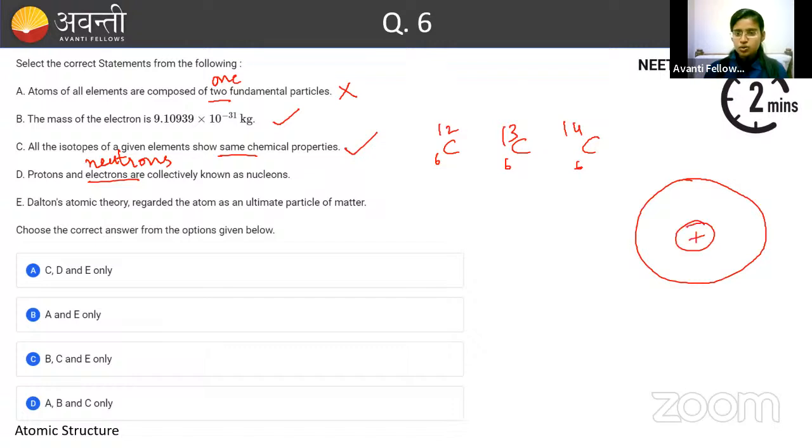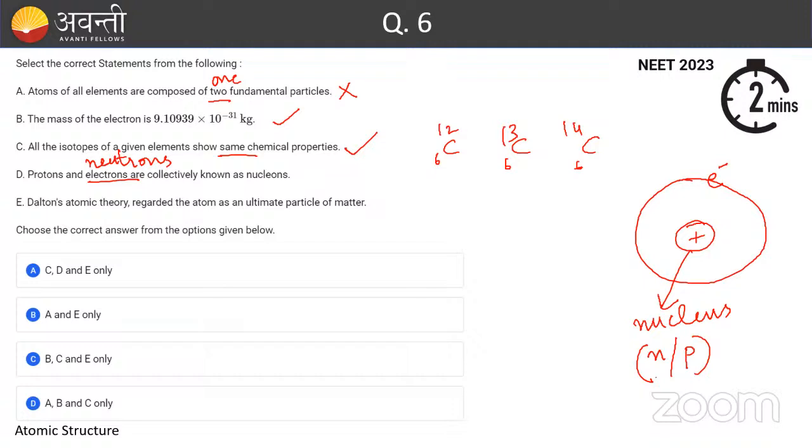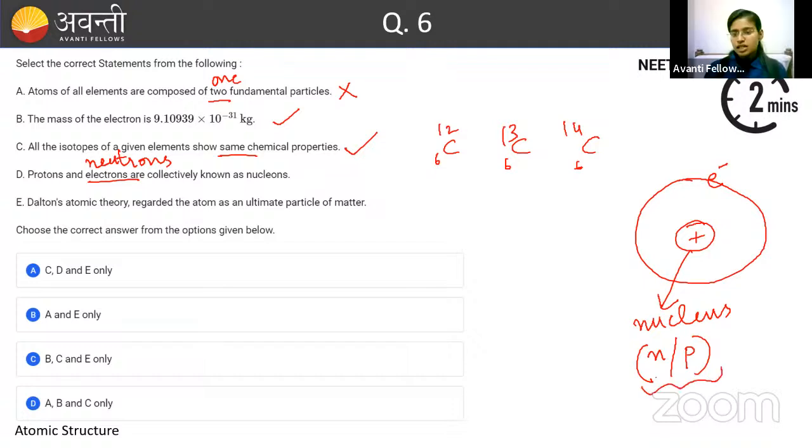So this is the nucleus, right? Inside the nucleus, what do we have? We have neutrons and protons. And around this nucleus, electrons are revolving. So this neutron and proton are collectively called nucleons. So statement D is incorrect.